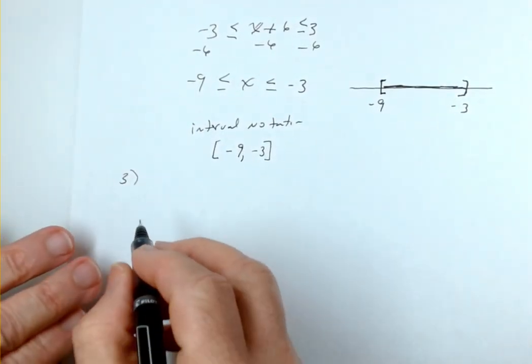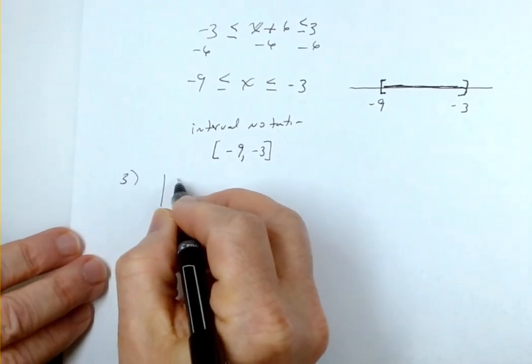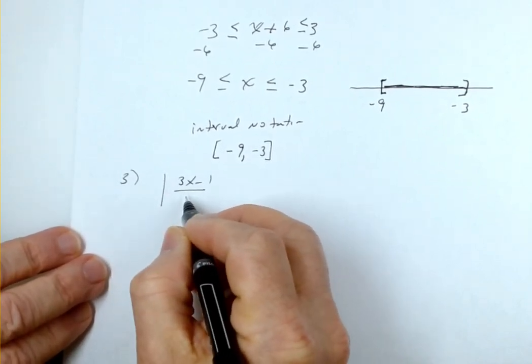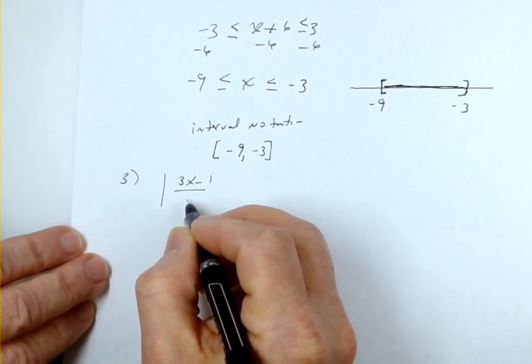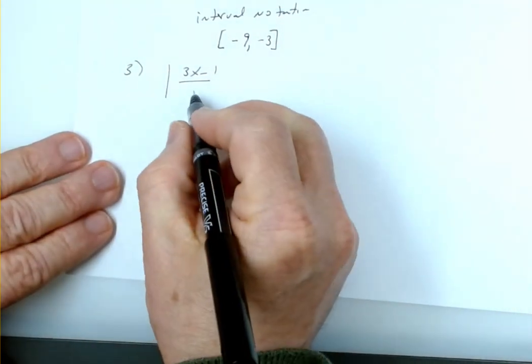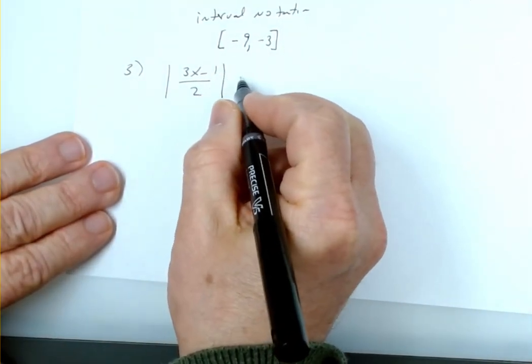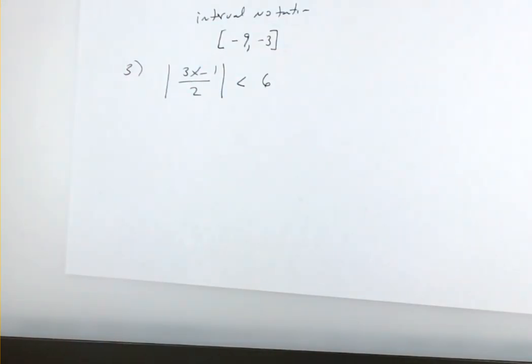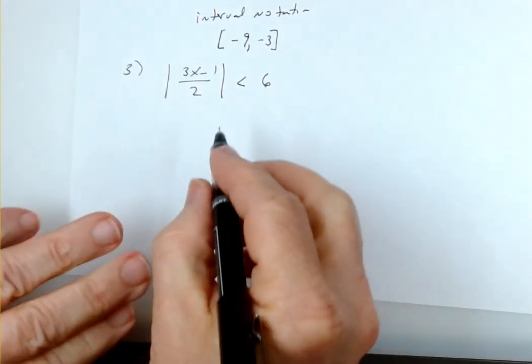So let's say we had the absolute value of 3x minus 1 divided by 2 is less than 6. All right, so we have an absolute value less than. With the less than, think "and," that compound inequality. You can write it as one compound inequality. So rewrite this without the absolute value bars. That's your first setup. So what are you going to write?